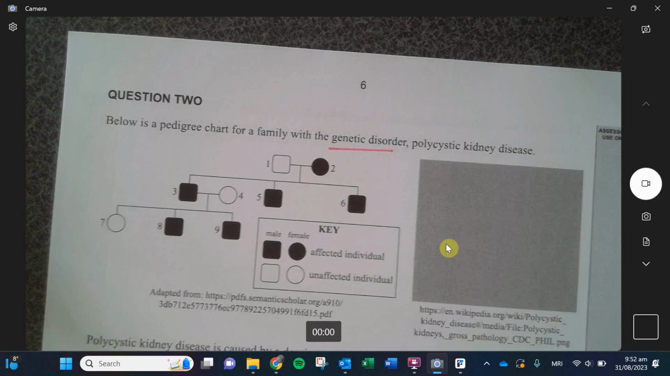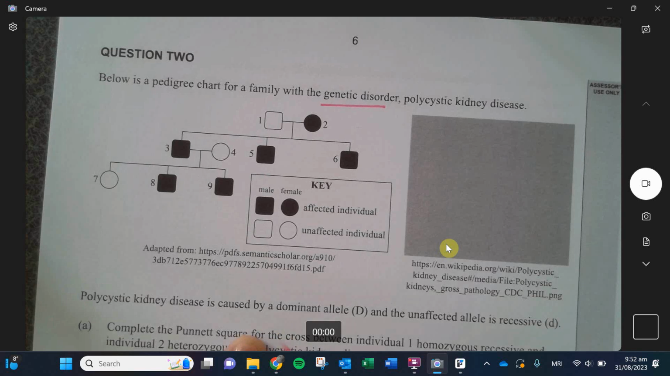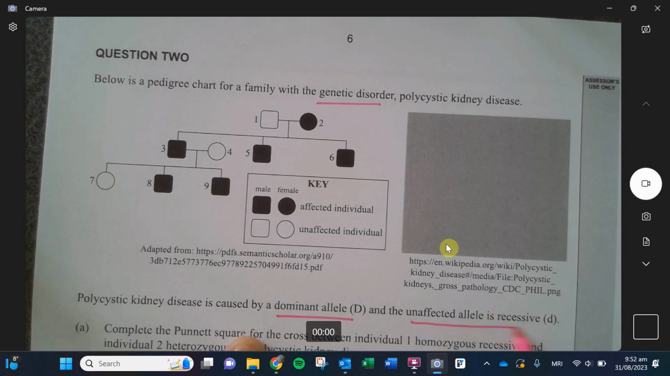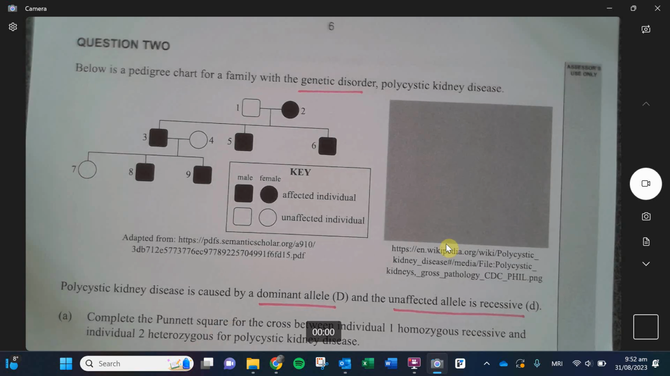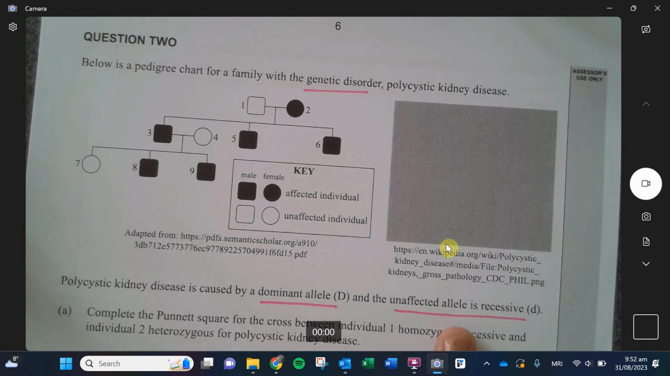All right. Now, what they tell us here is that the polycystic disease is caused by a dominant allele, which is the capital D, and the unaffected, so the non-diseased allele, is recessive. What that tells me is that if I inherit one of the disease alleles, I will have the disease since it's dominant. In other cases, it could be flipped the other way around, and if it's recessive, then you need to inherit both of them in order to have the disease.